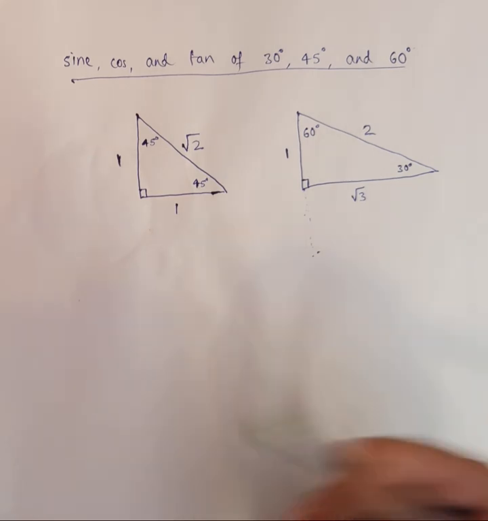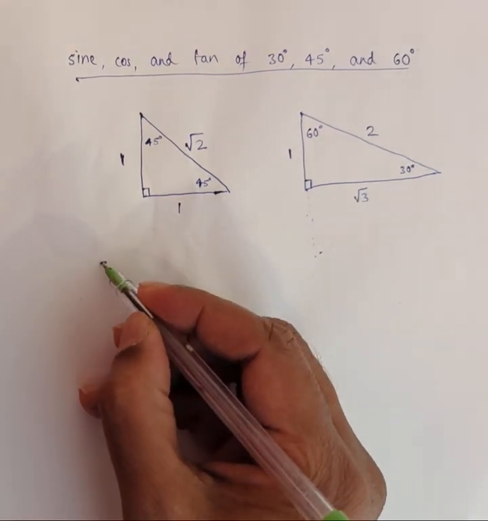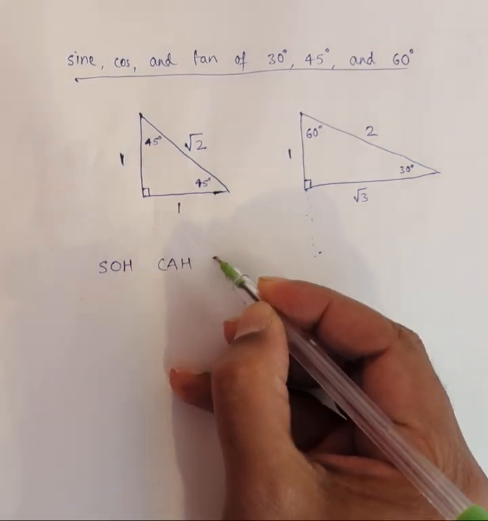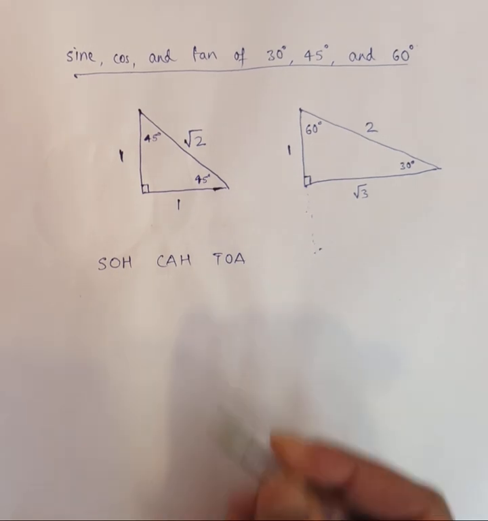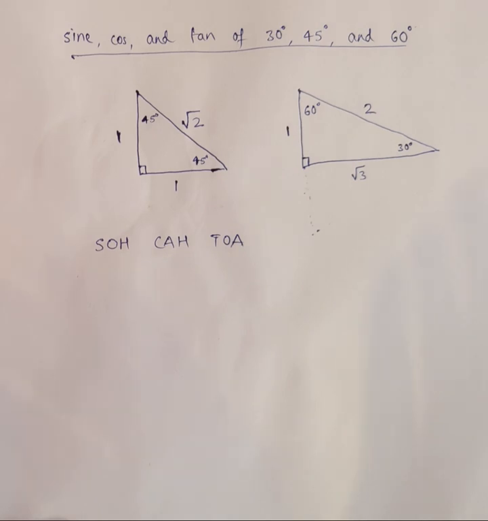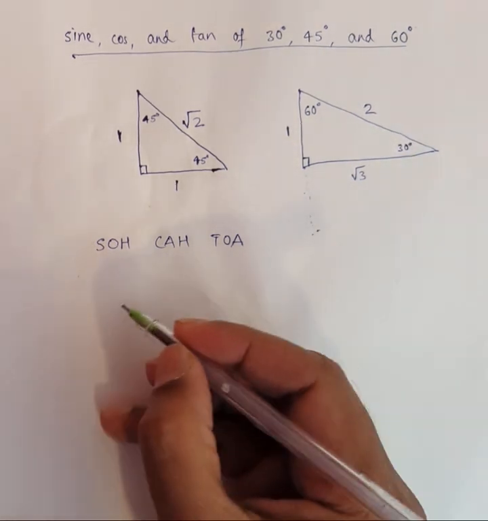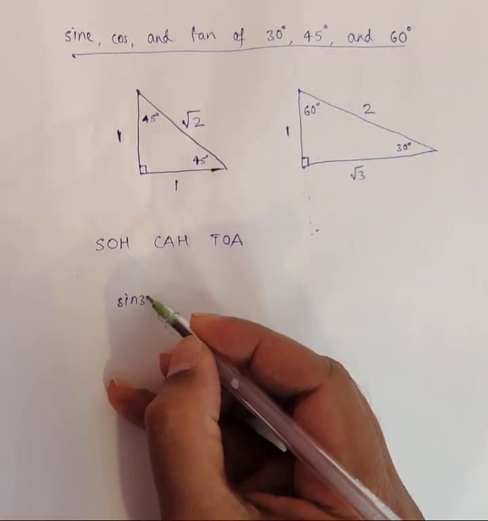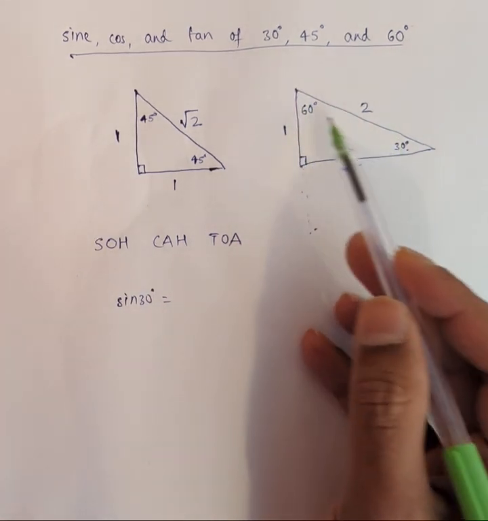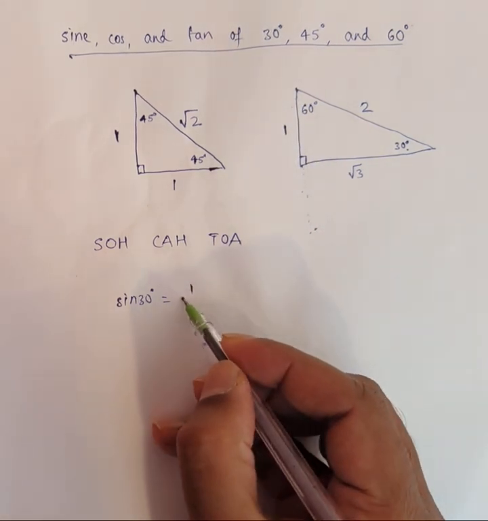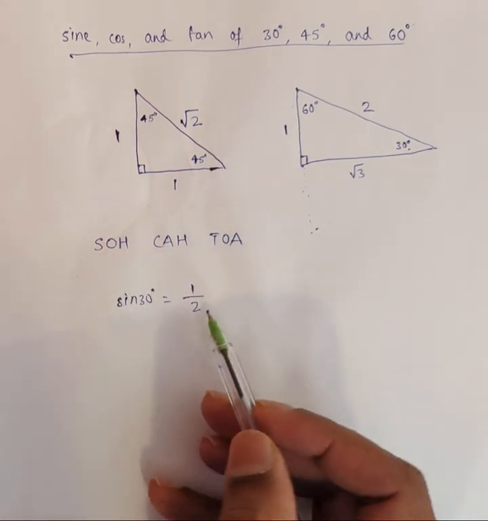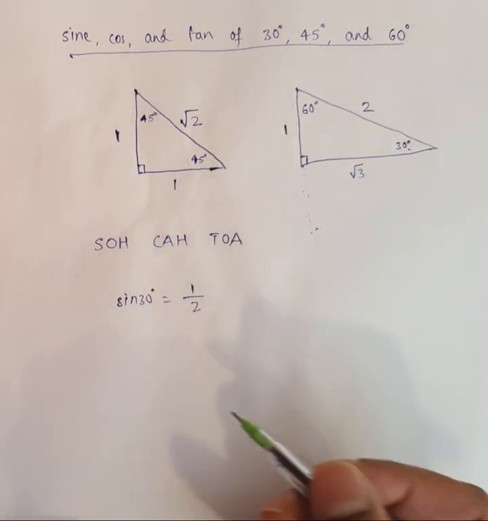Now we look back at our definitions, and a lot of students use this mnemonic, at least for some time, SOHCAHTOA. So if I want sine of, say, 30 degrees, then sine 30 degrees is opposite, which is 1. So the opposite of 30 is 1, and divided by hypotenuse. So sine is opposite over hypotenuse. So sine 30 degrees is half.